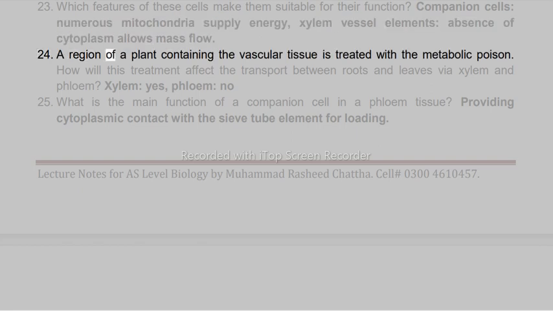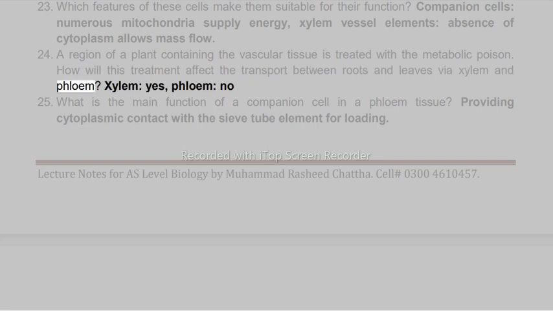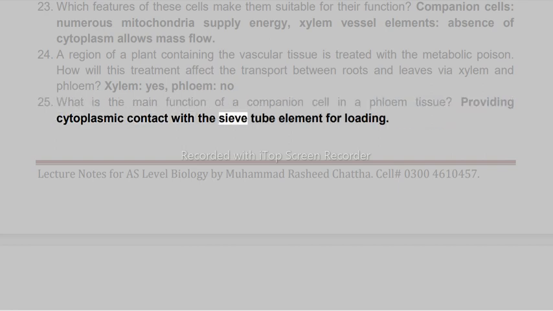24. A region of a plant containing the vascular tissue is treated with a metabolic poison. How will this treatment affect the transport between roots and leaves via xylem and phloem? Xylem, yes. Phloem, no. 25. What is the main function of a companion cell in a phloem tissue? Providing cytoplasmic contact with the sieve tube element for loading.